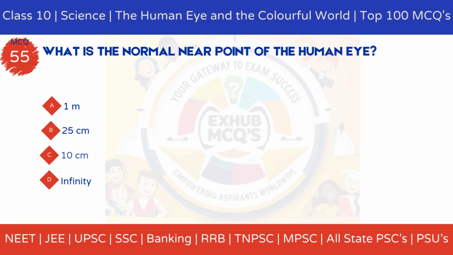55. What is the normal near point of the human eye? Option A, 1 meter. Option B, 25 centimeters. Option D, infinity.